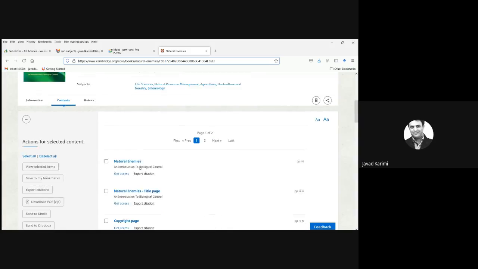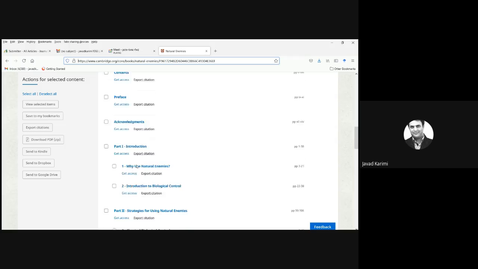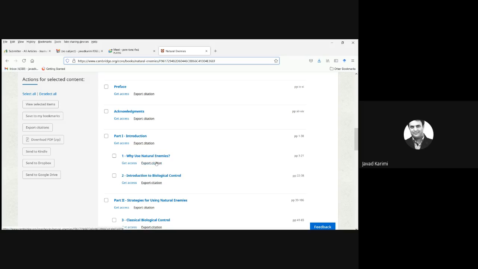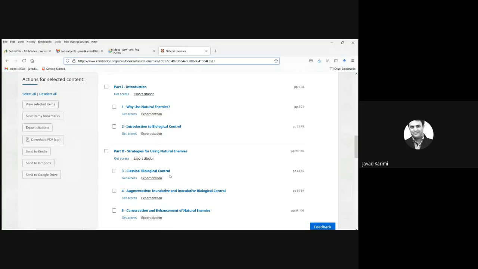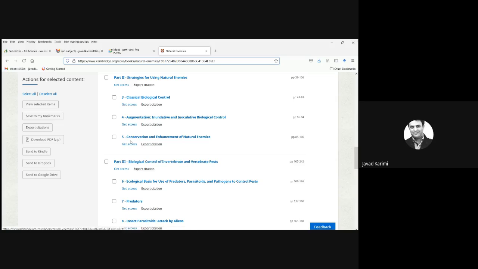You can see here about natural enemy, introduction about biological control, then part 1, why use biological control or natural enemy, then introduction to biological control, and then part 2 about the classical biological control, which I explained to you, then about the augmentation, means mass rearing and release of biocontrol, which include 2 types, inundative and inoculative biological control. Then about conservation and enhancement of natural enemy. This is the main classic strategy.